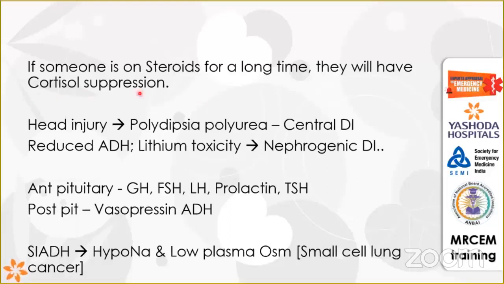Anterior pituitary secretes growth hormone, FSH, LH, prolactin, and TSH. Posterior pituitary handles vasopressin and ADH. Especially when they say there is small cell lung cancer, it's a focus for ADH secretion, so SIADH is possible in them. They keep retaining water, so low plasma osmolarity will be there and hyponatremia will be there because of dilution.